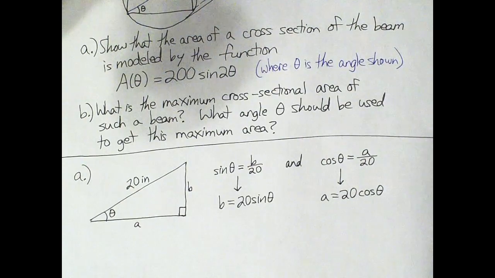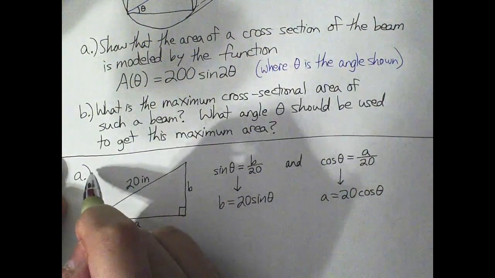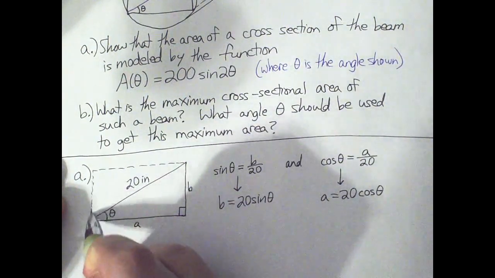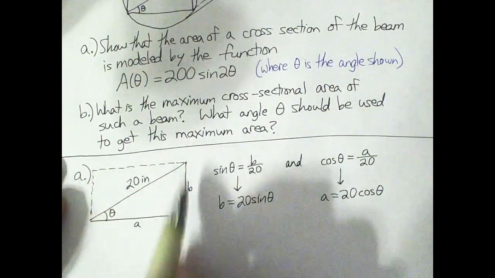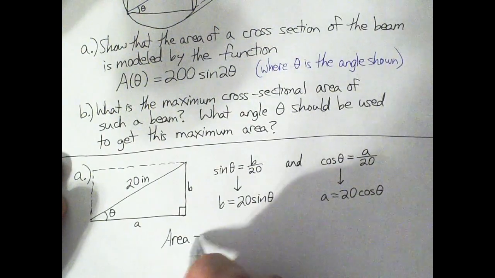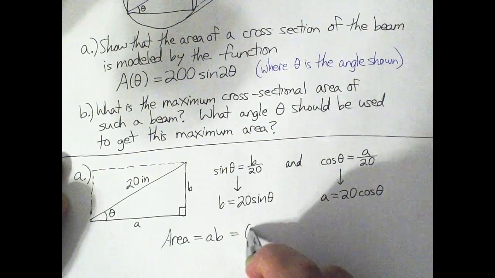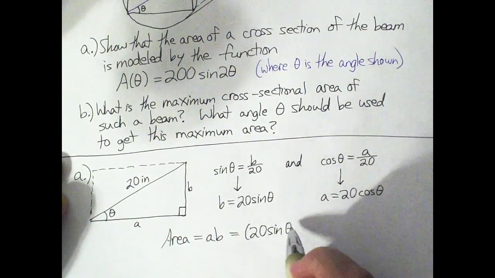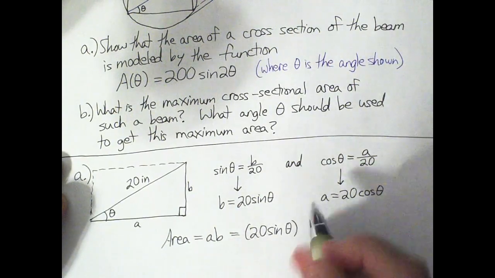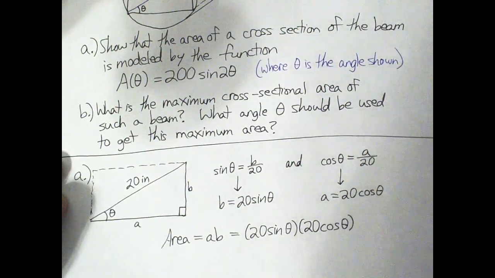So what are we trying to do? We're trying to figure out the area of the rectangle, because a cross-section of a rectangular beam is going to be the area of this rectangle. So what's the area of this rectangle? It's just A times B. Area equals A times B, which, by what we've written above, is 20 sine theta times 20 cosine theta. Oh, actually, I guess it doesn't matter if we write AB or BA. Does it? I guess I wrote BA. Same thing.